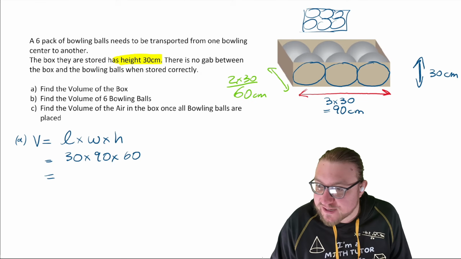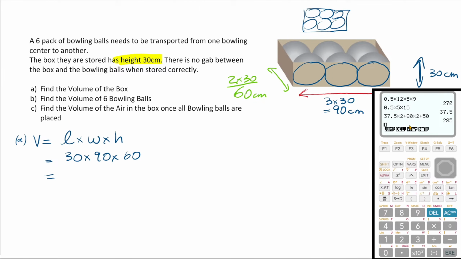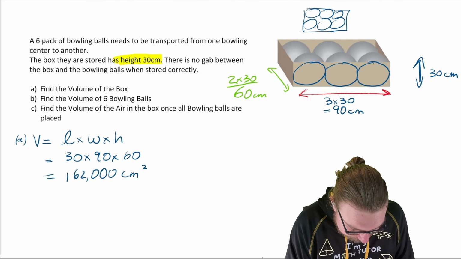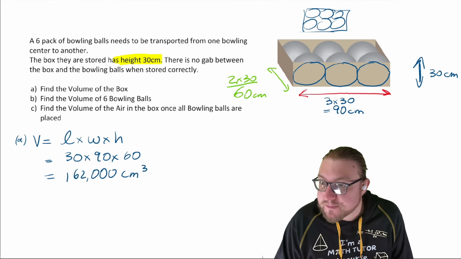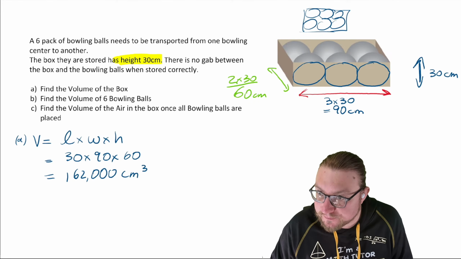If we put that into the calculator, let's have a look what we get. So we get 30 times 90 times 60. Okay, we have 162 and then 3 zeros, 162,000. And what was the unit? The unit was centimeters cubed. Okay, there we go. We're done. We found the volume of the box.